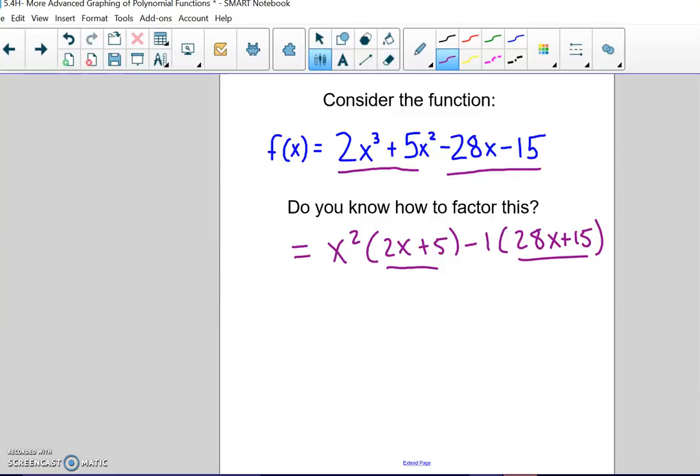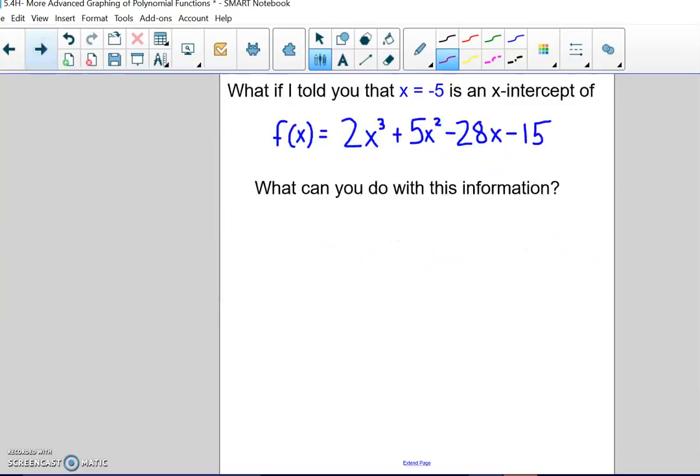Let's say I gave you a little bit more information on this function. What if I told you that x equals -5 is an x-intercept of this function, the same one we were just looking at? What can we do with this information? If I tell you this, we are able to factor this function. If x equals -5 is an x-intercept of that function, what that means is that x plus 5 must be one of the factors of this function in its factored form.